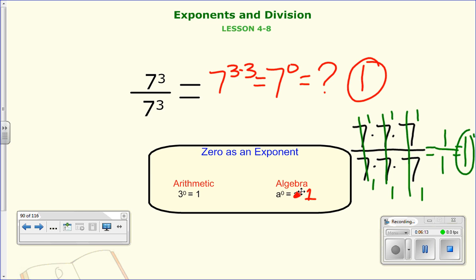Now, that works both for arithmetic. Anytime you get, like here, we have 3 to the 0th power. Down here in red that I'm circling, 3 to the 0th power is 1. And in algebra, a to the 0th power is still 1. So even if you have a variable there, it's 1.